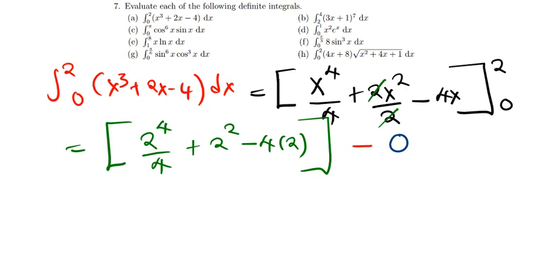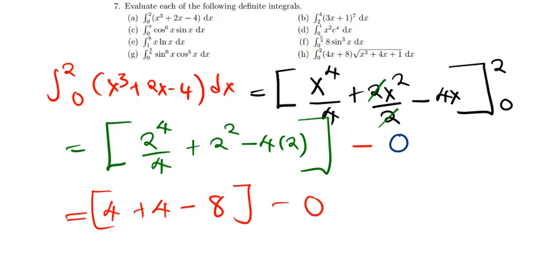So what do you end up with here? 2 to the power 4, that is going to be 16. 16 over 4, that's going to give us 4 plus 4 minus 8, which all just ends up to 0. 0 minus 0 is just going to be a 0 at the end of the day. Okay, full stop. Done.